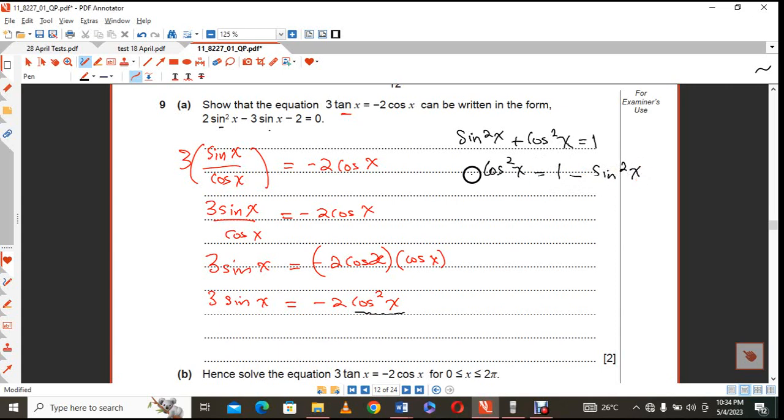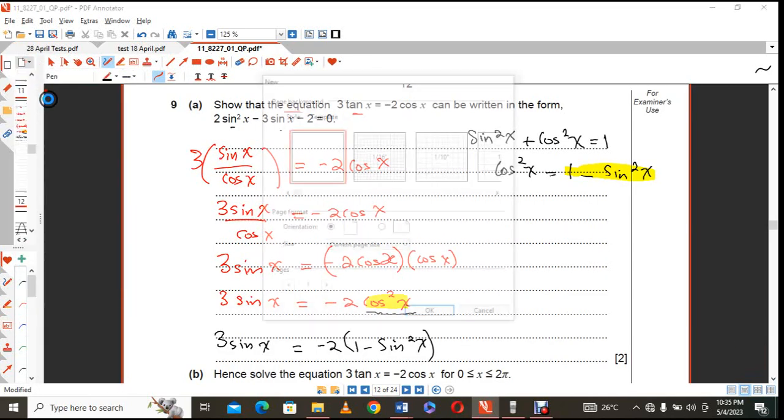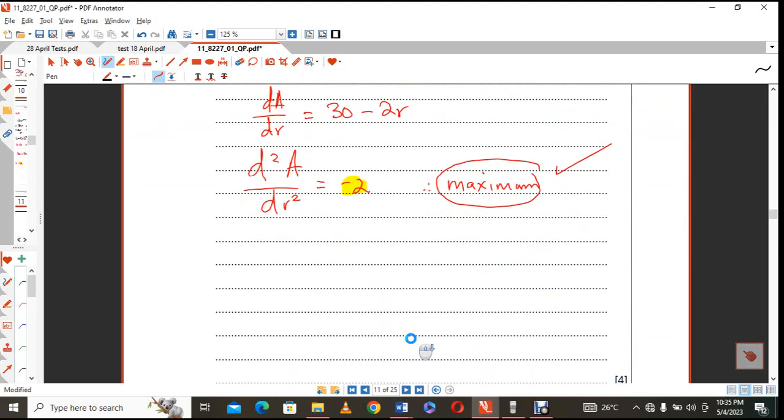So if you make cos square x the subject of the formula, it's 1 minus sine square x. That means this 1 minus sine square x is going to be replacing this cos square x over here. So I'm going to have 3 sine x equals -2, and now I have 1 minus sine square x. Let me just insert a page here, because I might be running out of space to work at that problem.